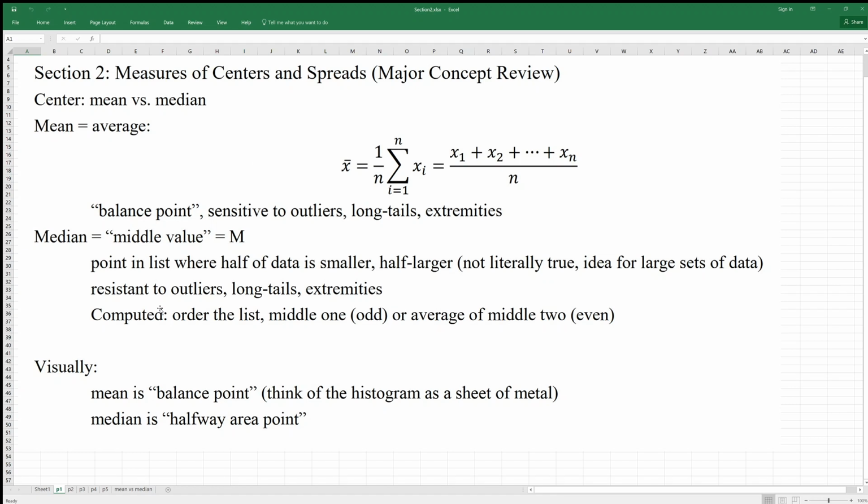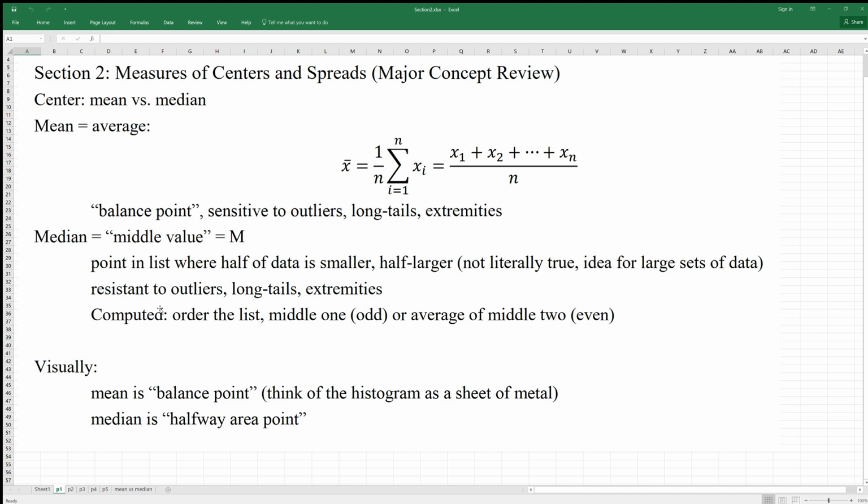Section 2. Okay, in Section 1 we talked about some subjective properties of distributions, shape mostly, and various properties of the shape, things that you can see by eye. In Section 2 we want to talk about some things you can compute from a set of numbers, some actually objective measures that describe quantitative data. In particular, the idea of centers and spreads.